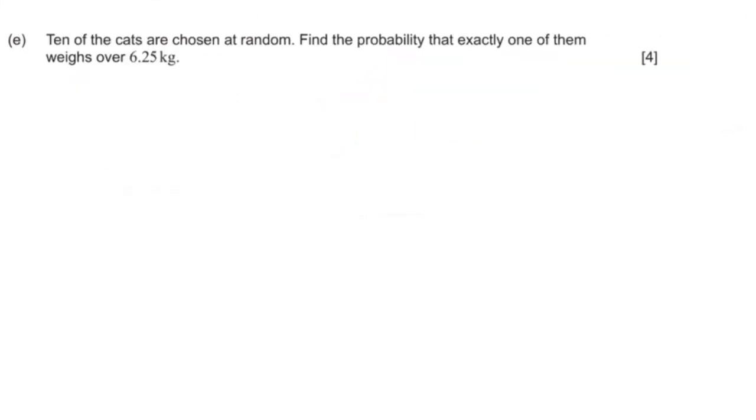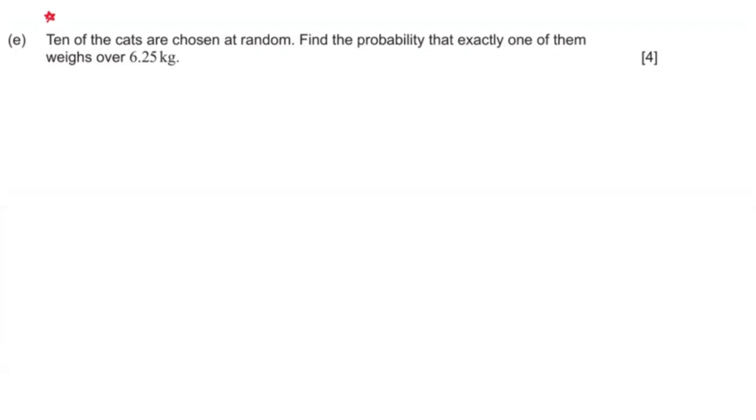Part E. 10 of the cats are chosen at random. Find the probability that exactly one of them weighs over 6.25. I encourage you all to be very careful and recognize the binomial situation. So this is exactly a binomial situation. 10 of them are chosen, exactly one. So what's the success now? That's the question. Where is the success?